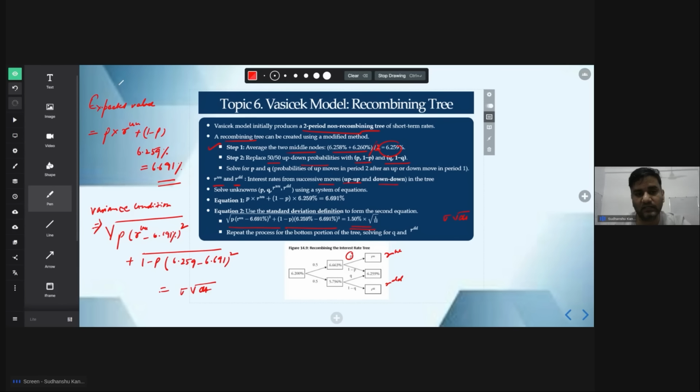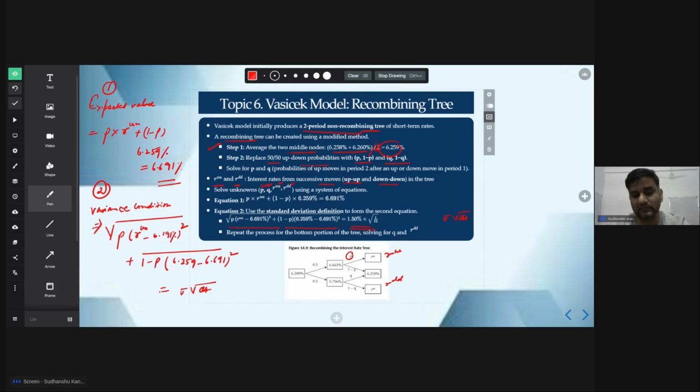So there are two equations: one for expected values, another for the variance condition. You repeat the same thing for the bottom branch, the down path, solving for Q and RDD. Here you solve for RUU on the upward slope with P, and then downward you solve for RDD. So by having this kind of system, we are getting a better value.